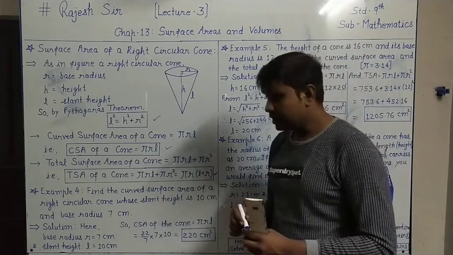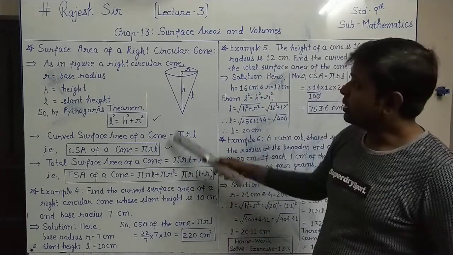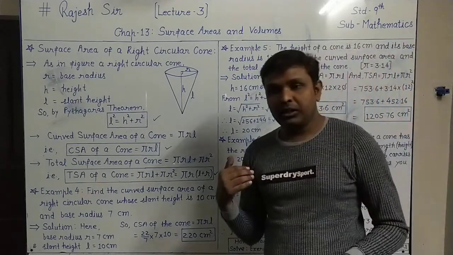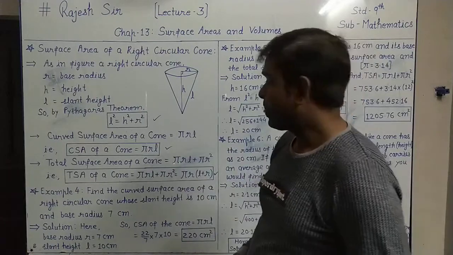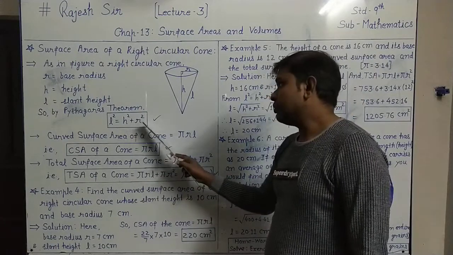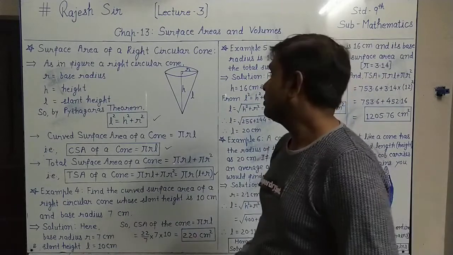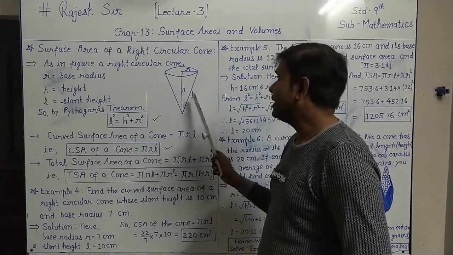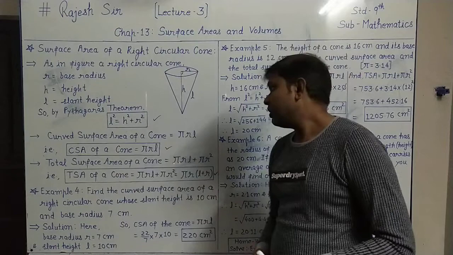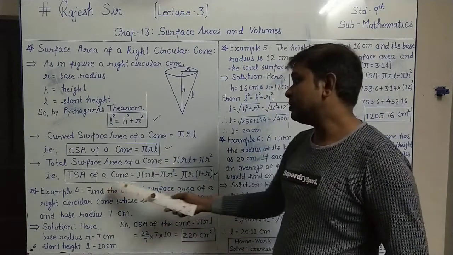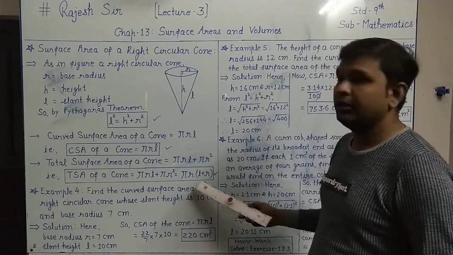So this way, these three things about the cone we have to understand when we are studying surface area. L square equals h square plus r square is the relation between the three things given in the cone: slant height, height and radius. And CSA, that is curved surface area, is pi rL, and TSA, that is total surface area of the cone, is pi r into L plus r.